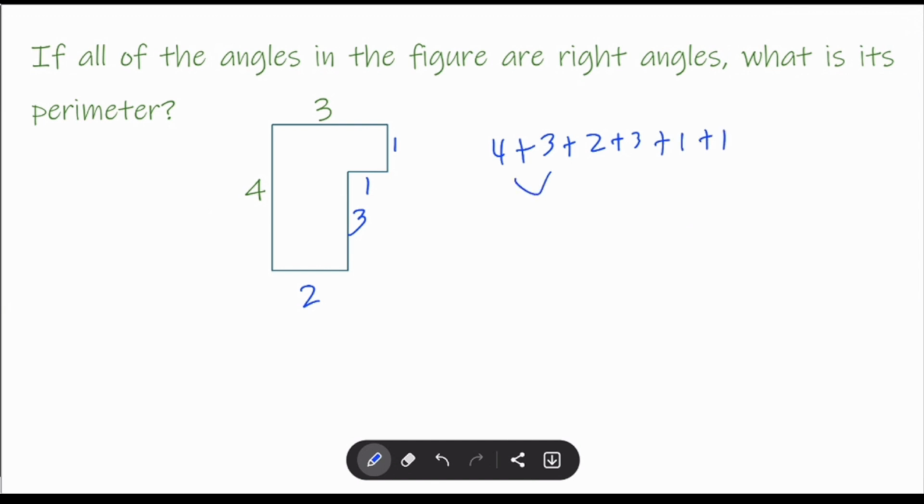So we have 7, and then 7 plus 2 is 9. 9 plus 3 is 12. Then 13, and then 14. So the answer is 14.